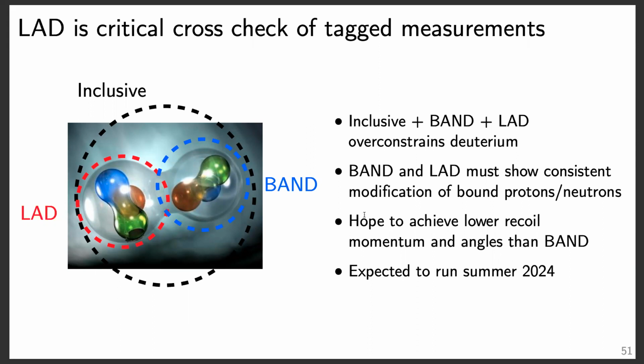Another thing too is, as I mentioned before, we hope to achieve lower recoil momentum and lower recoil angle than BAND, which would let us, number one, try to see this effect go away as we go to smaller and smaller spectator momentum, but also test our assumptions about FSI. If we start looking at this perpendicular region, do we see a huge enhancement relative to partial wave? We're expected to run in summer 2024.